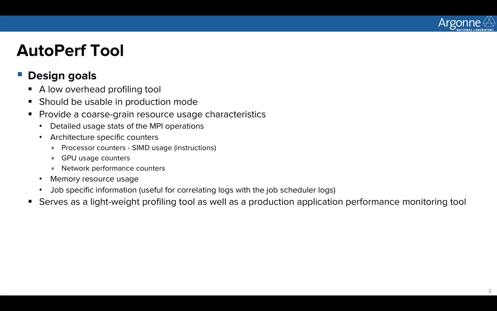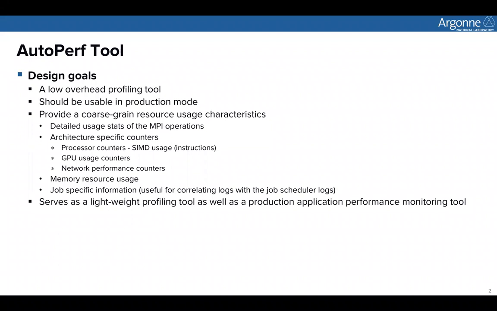Also, the earlier version of Autoperf has some CPU counters, like SIMD usage, how many SIMD instructions are used. At that time the GPU was not there, but we now add the GPU usage counters also. And then the network performance counters: for the Cray Aries, we have the network performance counter module as part of Autoperf. It also covers memory resource usage, and collects some minimal job-specific information, primarily because if you want to correlate the job logs with the Autoperf logs, we need some references so that correlation can be done in a smoother way.